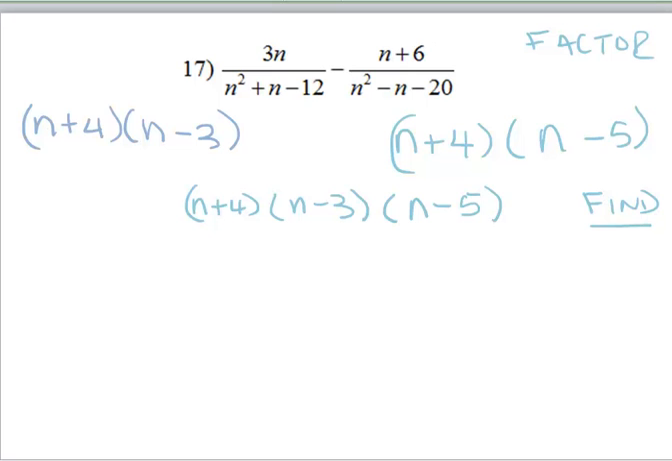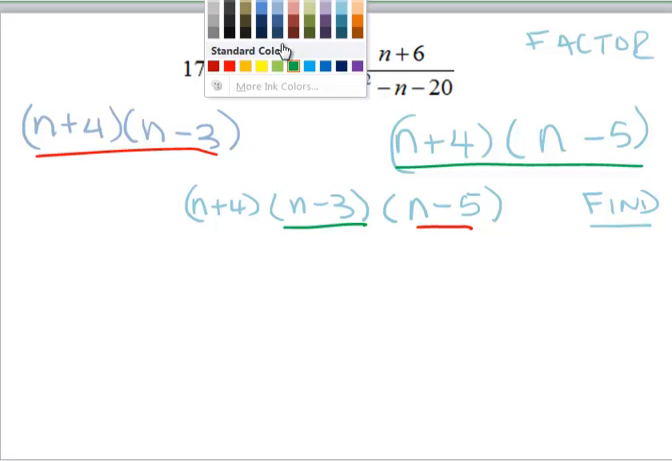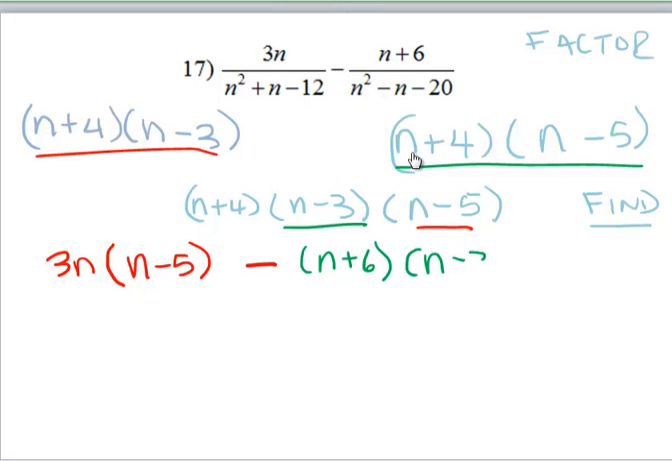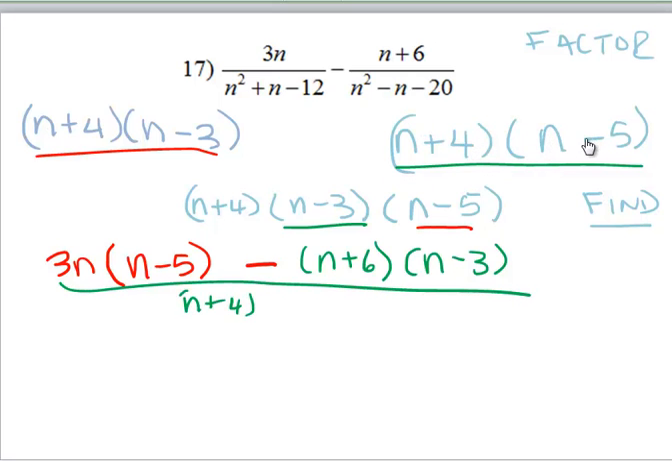This side is missing this. This side is missing this. So here's what I have to do to fix it. My new and improved model will look like 3n times n minus 5, minus n plus 6 times, that's the one I'm missing, n minus 3. And all of that is over n plus 4, n minus 3, n minus 5.